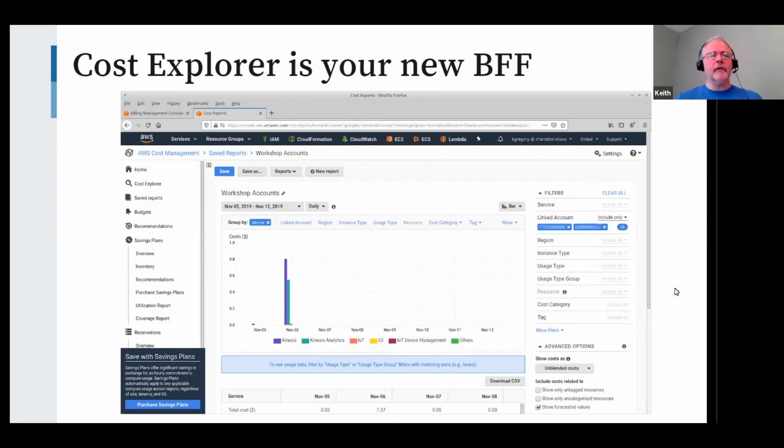And then, as you can see, the days after the workshop, no charges. This is a good picture. Towards the end, we're going to see a not so good picture.